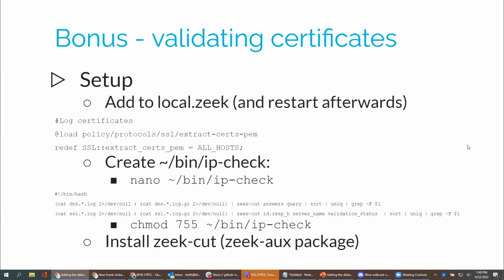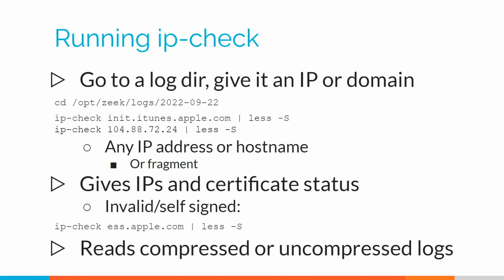That's all the setup. Let me give you a couple of examples of how to use IP check. IP check will let you look in the current directory for logs. So I'm going to go directly to today's log directory, opt zeek logs 2022-09-22. If I run ipcheck init.itunes.apple.com, I can get all of the lines in the connection and, I believe, the SSL logs. No, DNS logs. Can you go back one slide, Keith? This is how bad my memory is.